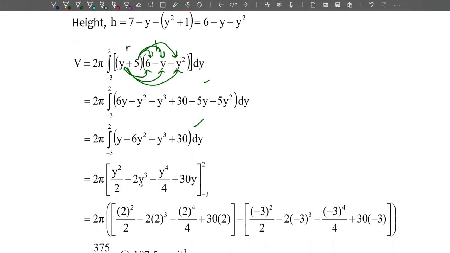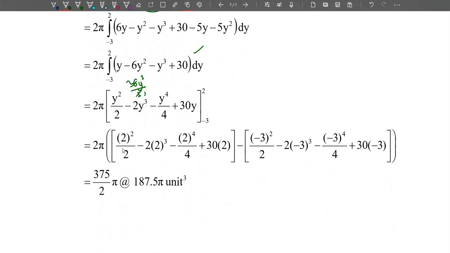I have simplified this. Then substitute the value of the upper boundary, 2, minus the substitution of the lower boundary. And therefore, we have the volume equal to 375 over 2 pi unit cube.